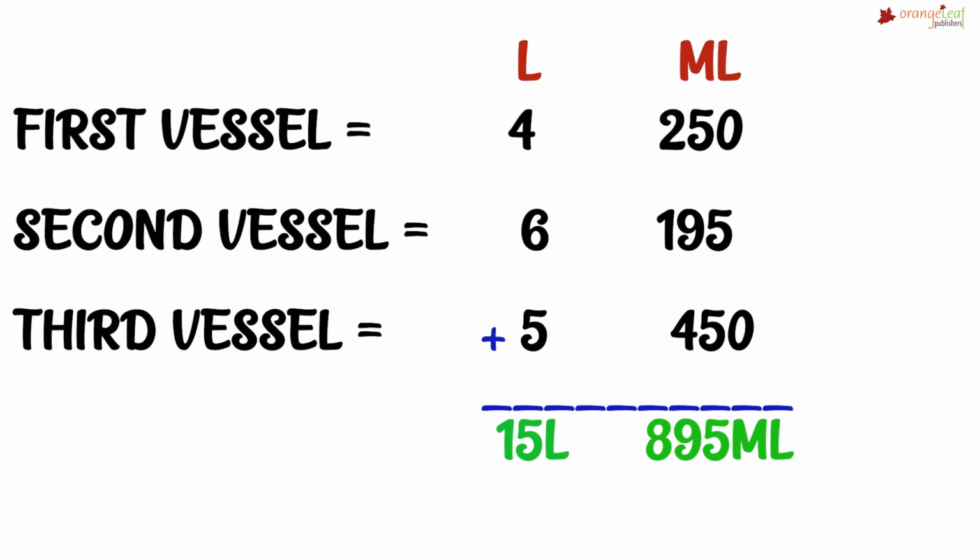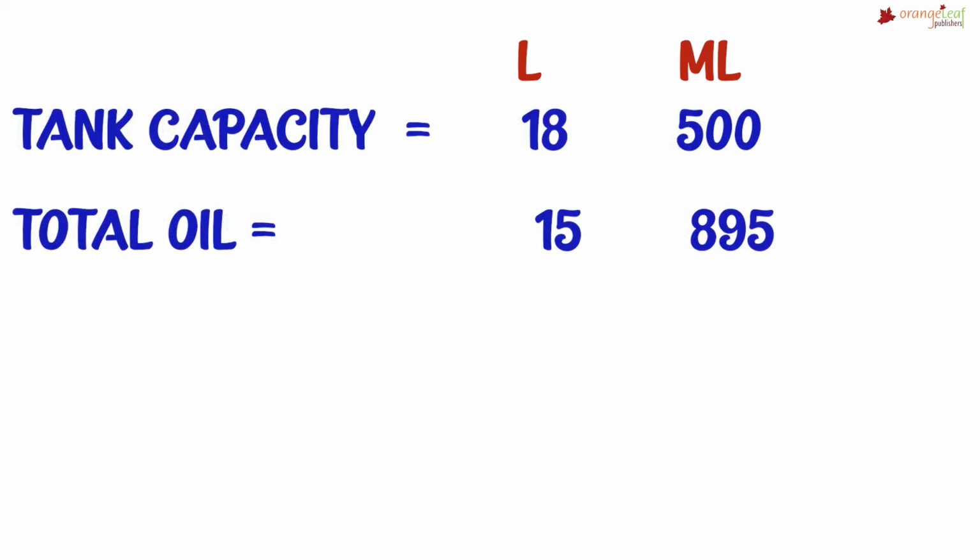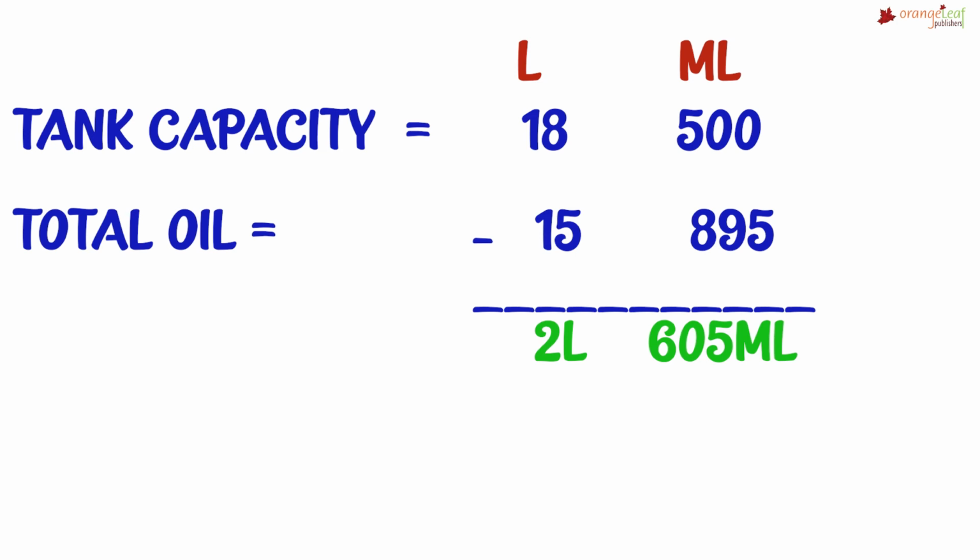We now have to subtract this value from the total quantity of the tank, which is 18 liters 500 milliliters. So 18 liters 500 milliliters minus 15 liters 895 milliliters is equal to 2 liters 605 milliliters.